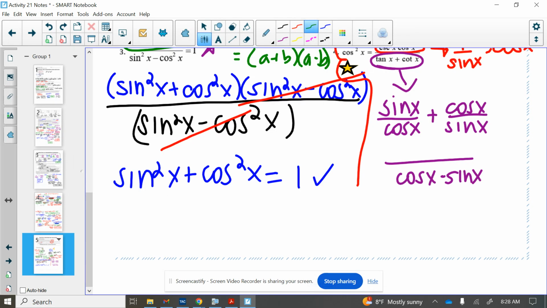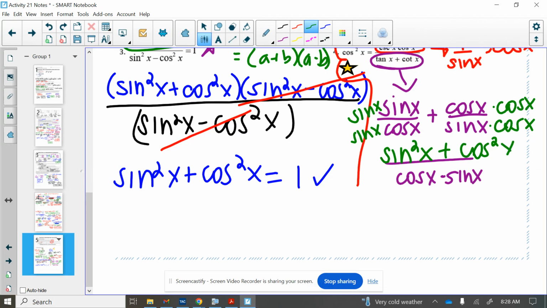Now this left-hand side, in order to get a sine on the bottom to become cosine times sine, top and bottom need to be multiplied by sine. So we now have sine squared x over there. And then on this side, we already have a sine, but we want to multiply top and bottom by a cosine of x. So that cosine times cosine becomes cosine squared. We have that all over our common denominator. Well, we know that sine squared plus cosine squared equals 1.